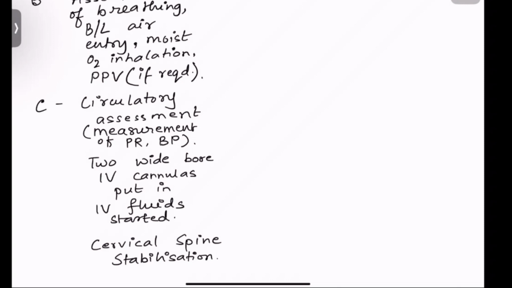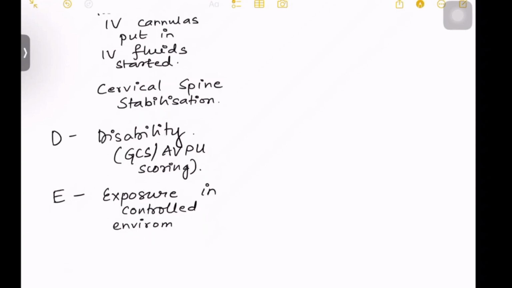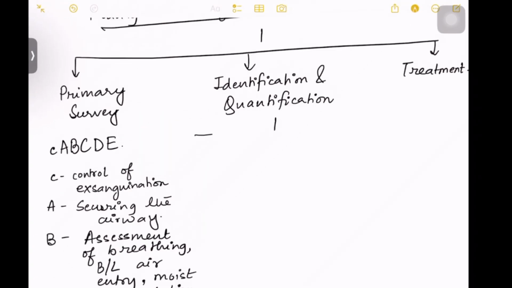Finally, D is the disability that you can check by Glasgow Coma Scale, and one more scoring system is there. You just need to know that name. That is the AVPU scoring system. Lastly, E stands for exposure and controlled environment.